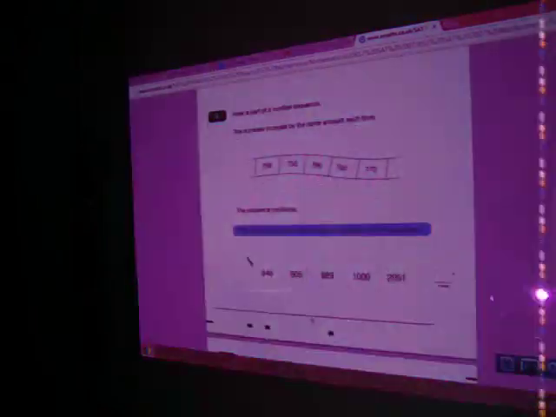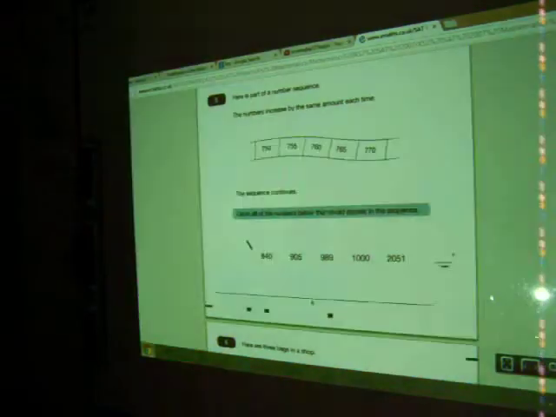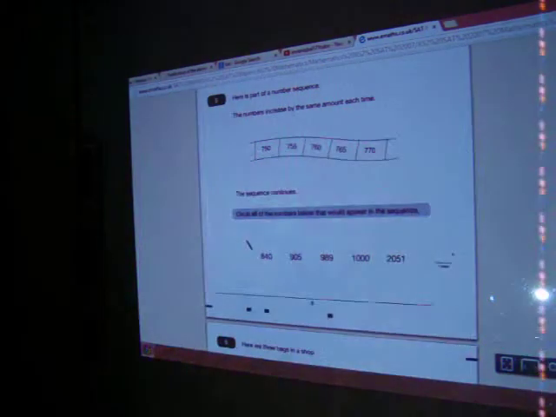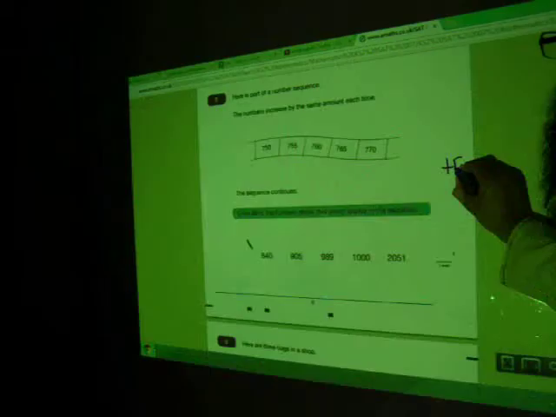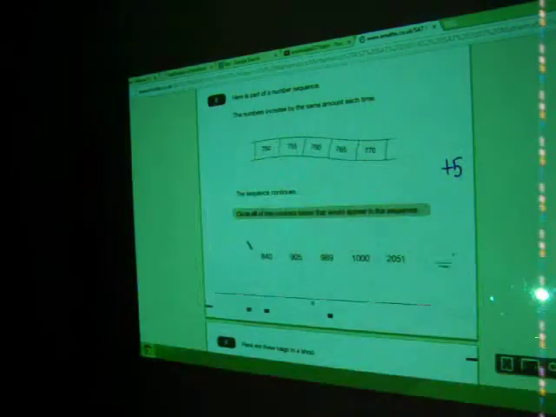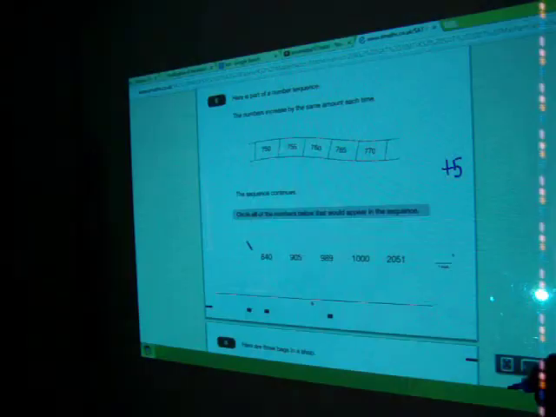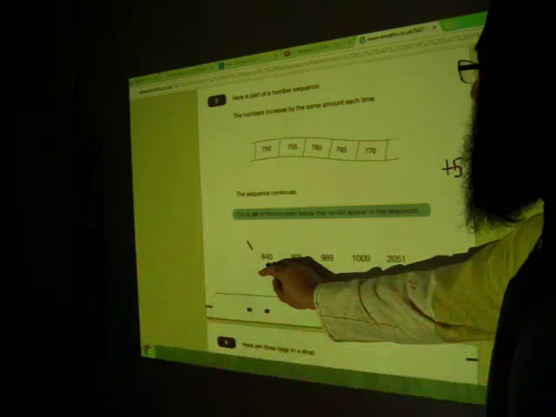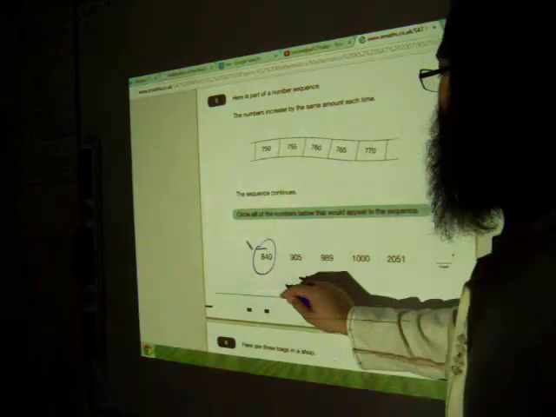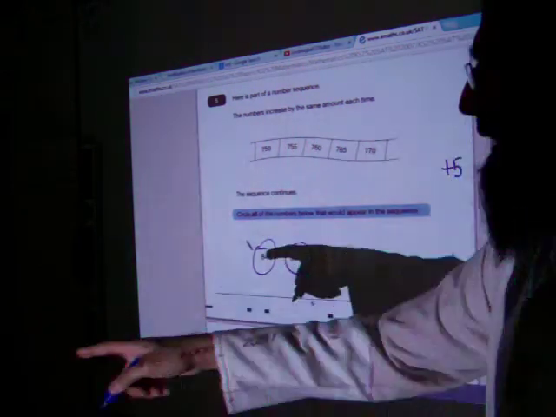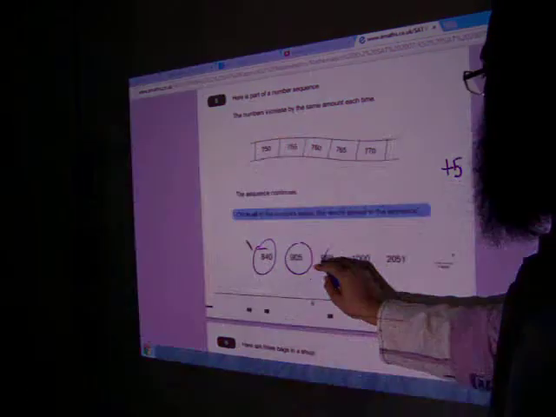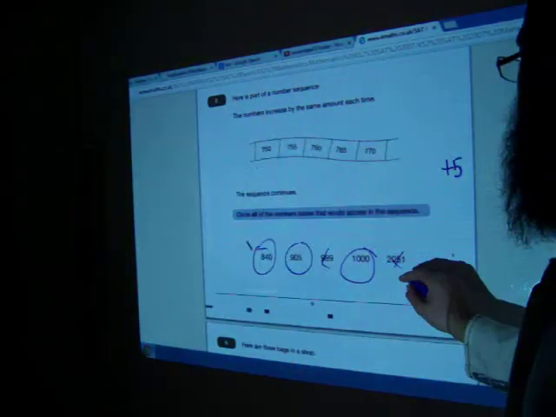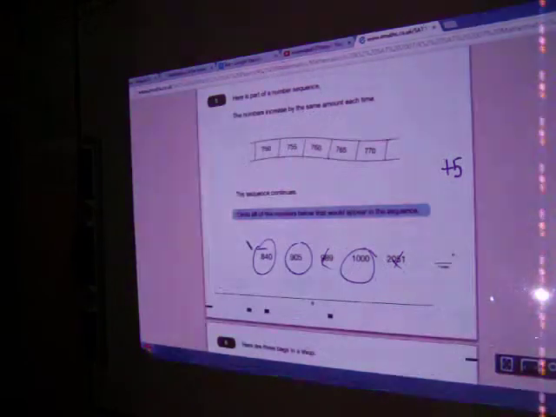Here's part of a number sequence. The numbers increase by the same amount each time. Ismail, how much do they increase by? 5, thank you. Circle all the numbers below that would appear in the sequence. Let's start with the first. Will 840 be in there? Yes. 905? Yeah. Next one? No. Yes. And the next one? No. Okay, done. So we should have the first one circled.